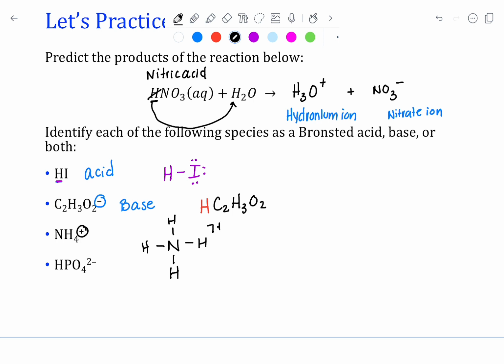Okay, so we have a plus charge overall for this compound. We know that nitrogen prefers to have 3 bonds and 1 lone pair. Therefore, NH4 plus is more likely to give away one of these protons and keep the 2 electrons in that bond as its own lone pair. So we're going to see this hydrogen come off and be donated to other compounds. If the proton is being donated, then NH4 plus is going to act as an acid. When it gives it away, it becomes NH3, which is neutral.